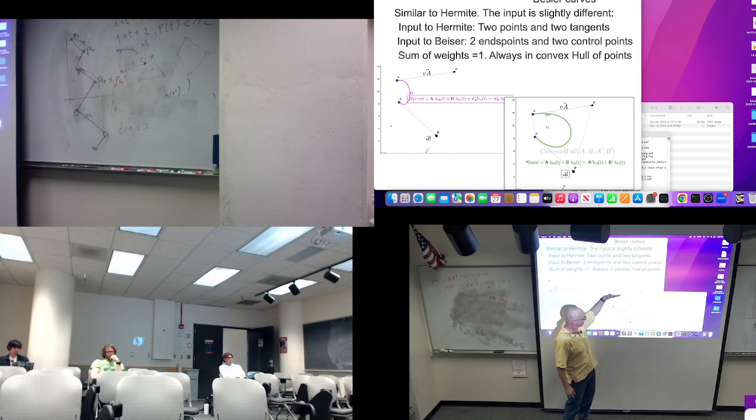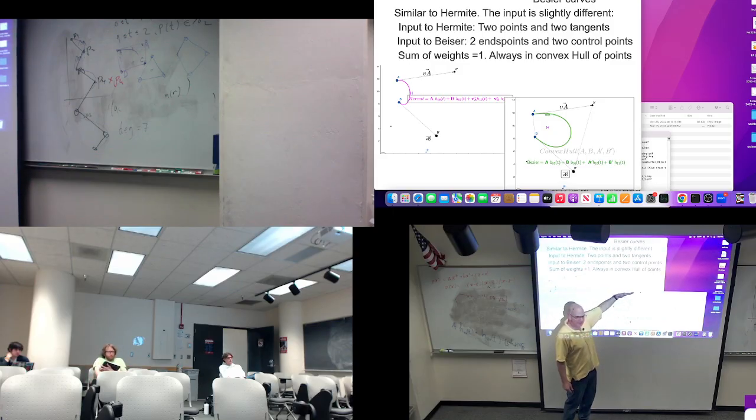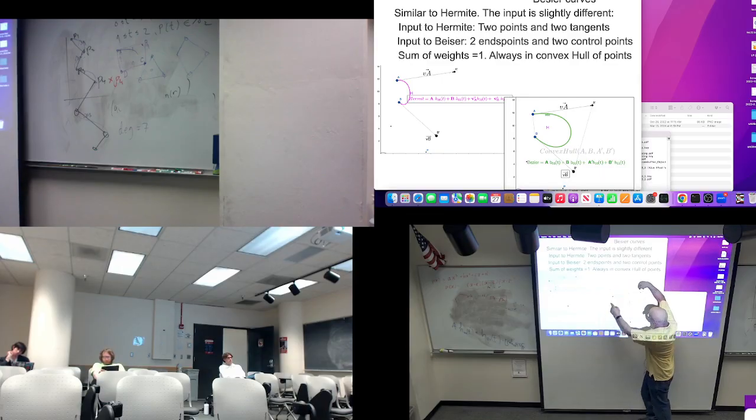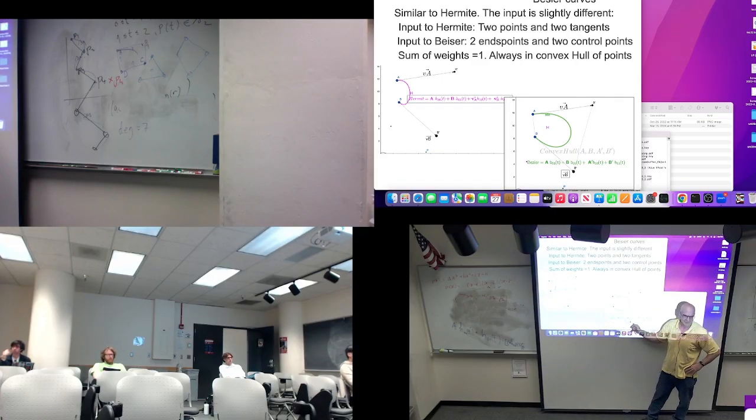So the orientation at the beginning is toward A prime, and the orientation at the end of the Bezier is toward B prime. The magnitudes are a bit different. If you want to move from Bezier to Hermite, you have to look at the length of the segment and divide it by 3 when you're moving from one to the other. The same for this one. Not huge, but important.